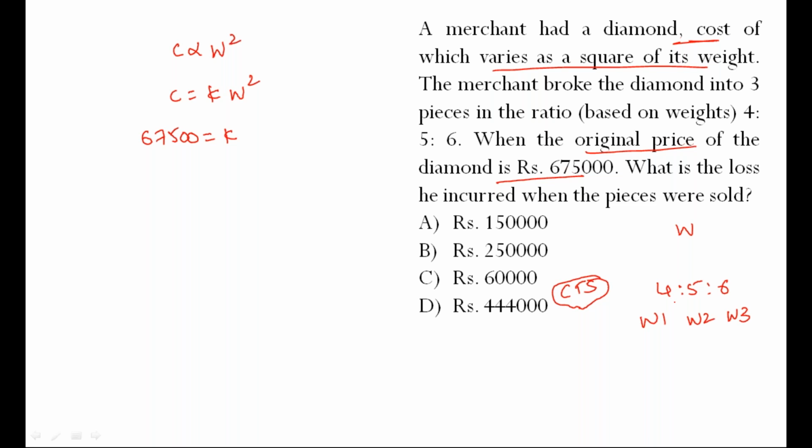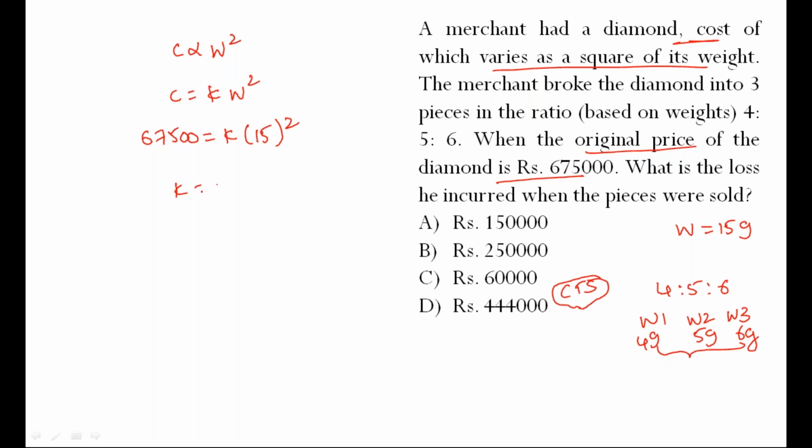What is the original weight? They didn't give it, but see this. 4 plus 5 plus 6 is 15, right? I can consider the weight as 15 grams. Now, the first one is 4 grams, the second one is 5 grams, the third one is 6 grams. You just take the value which satisfies this. 150 also you can take. Okay, 40, 50, and 60, it's your choice. I consider 15 grams as the weight.